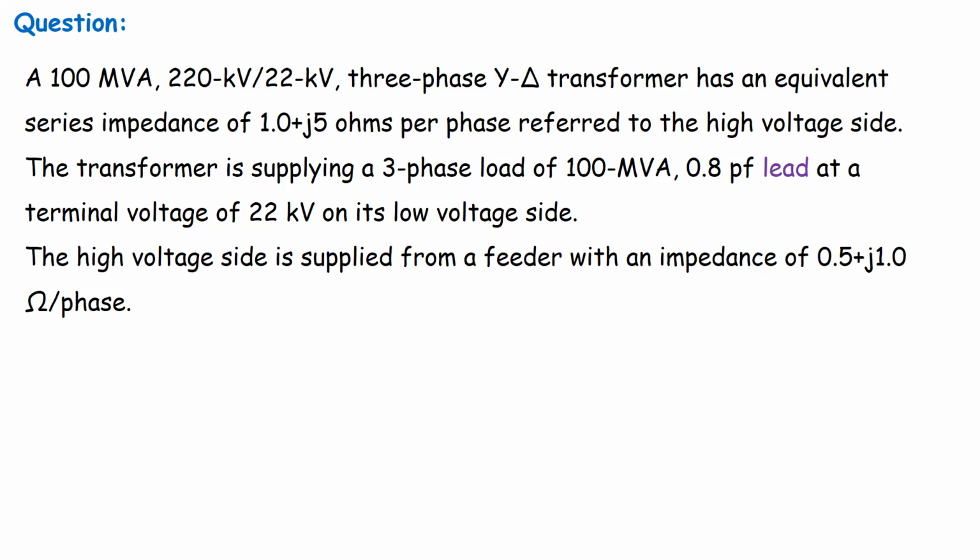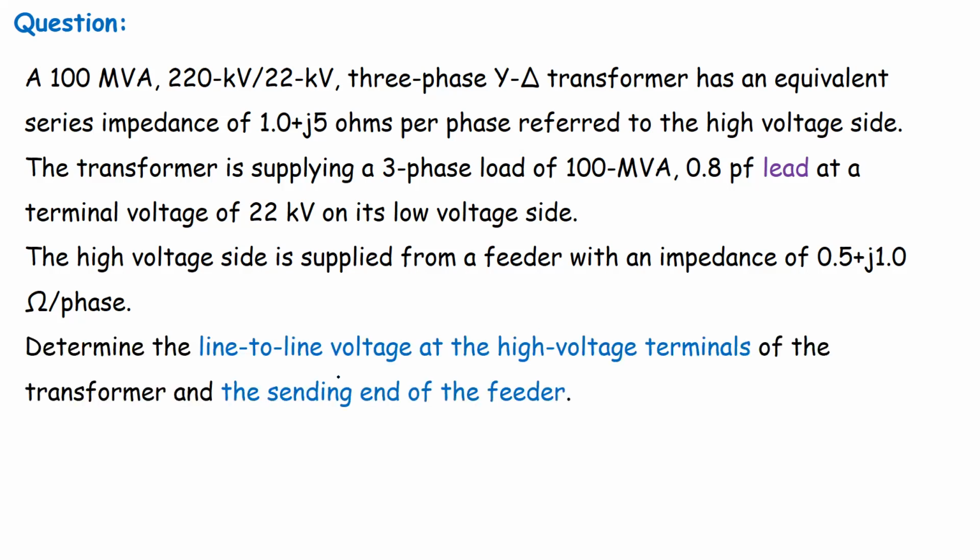Now the high voltage side, which is the Y side of the transformer, is supplied from a feeder. Feeder basically means a power line with an impedance of 0.5 plus J1 ohm per phase. So the high voltage side of the transformer is being supplied from a power line which has a series impedance of 0.5 plus J1 ohm per phase. Determine the line-to-line voltage at the high voltage terminals of the transformer and the sending end of the feeder.